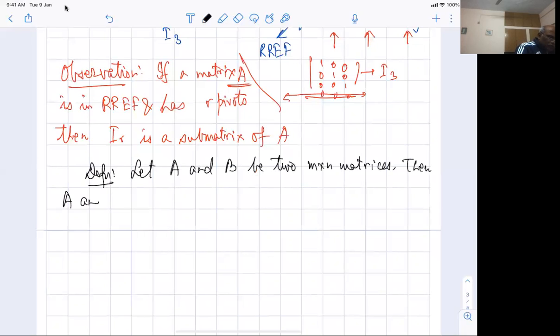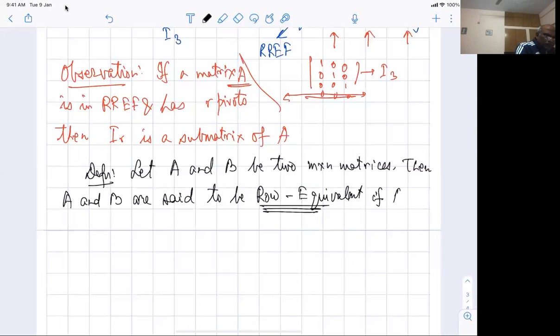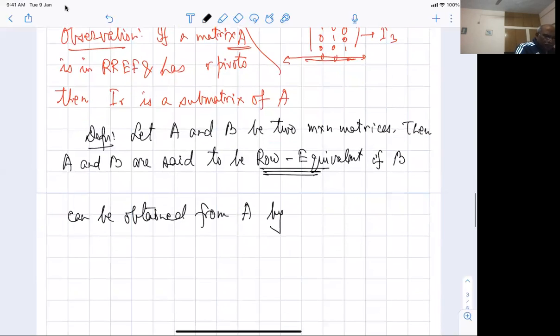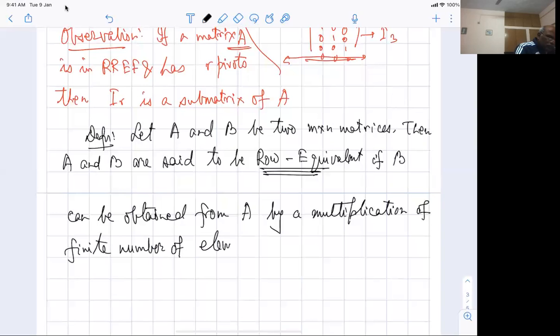Then A and B are said to be row equivalent if B can be obtained from A by a multiplication of a finite number of elementary matrices on the left. This is very important.